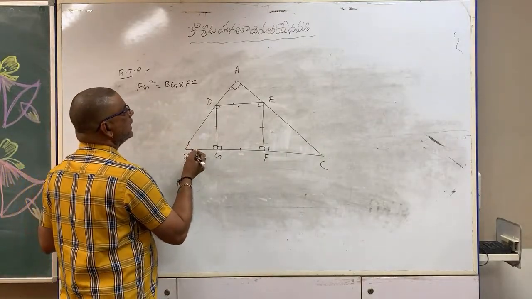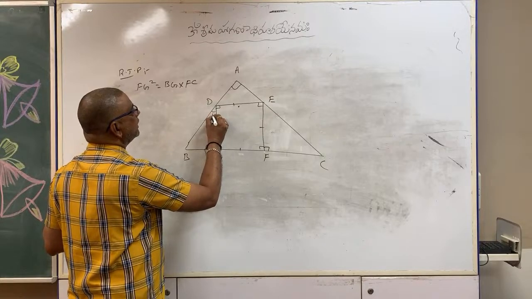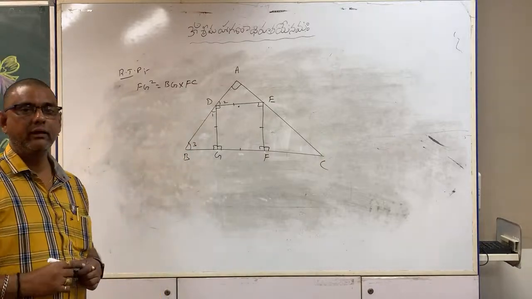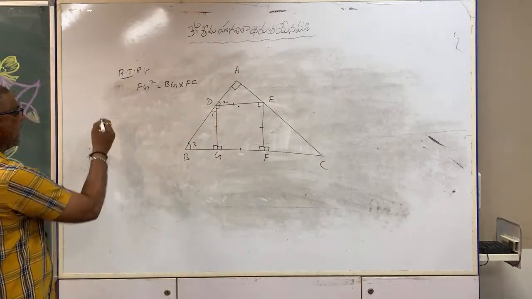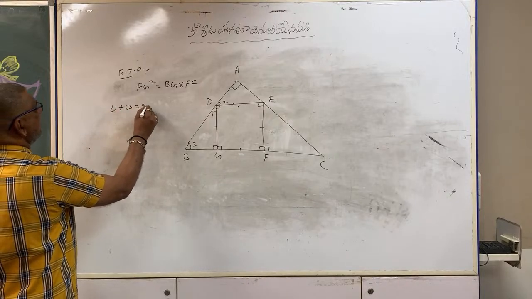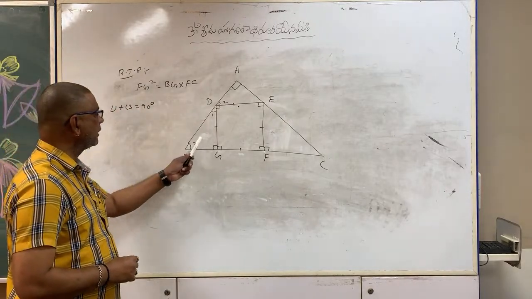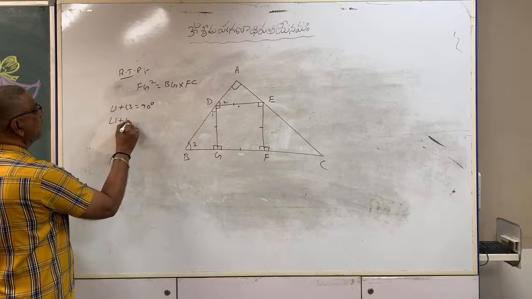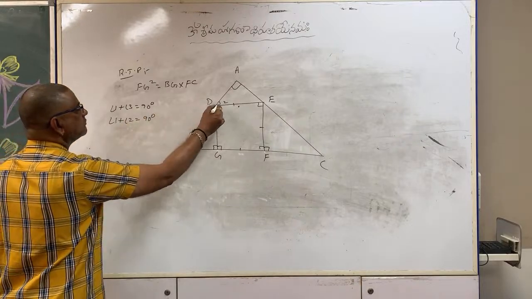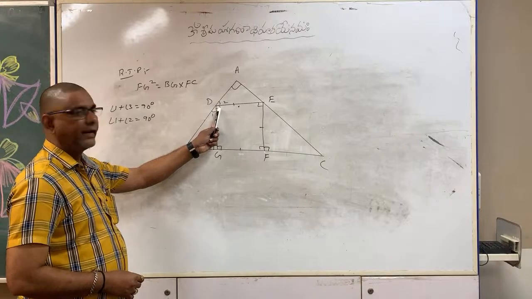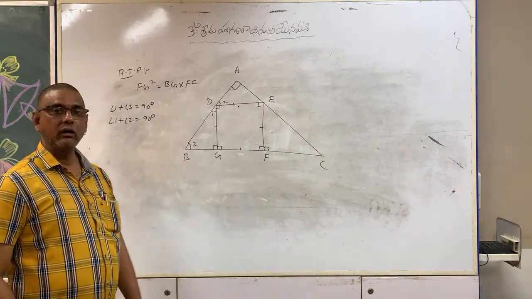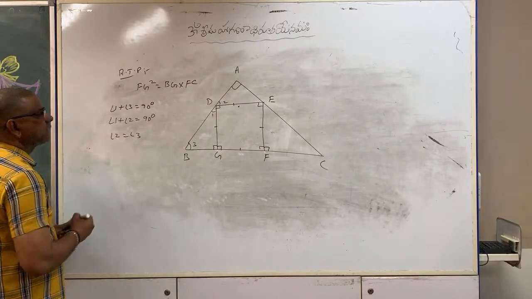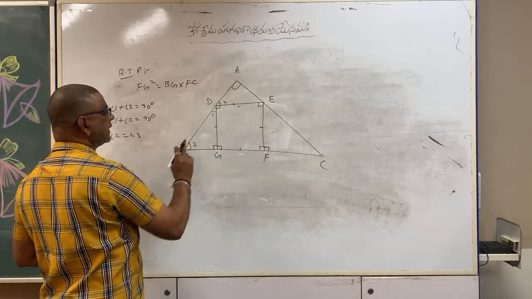Now, I name this angle as 1, this as 2 and this one as 3. Angle 1 plus angle 3 is 90. Not only that, angle 1 plus angle 2 is also 90, since this angle is 90. From this I can conclude angle 2 is equal to angle 3.